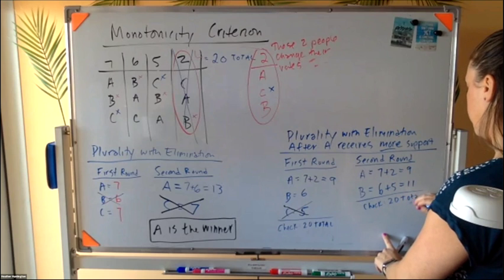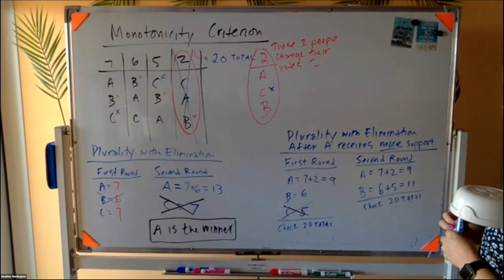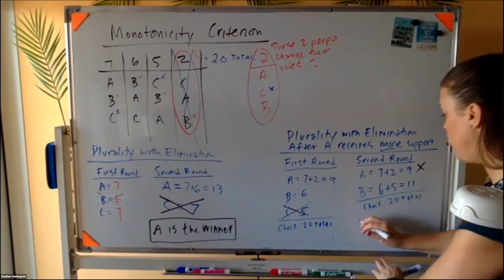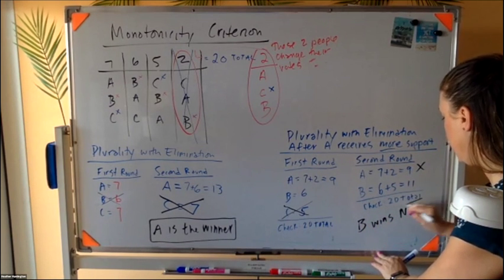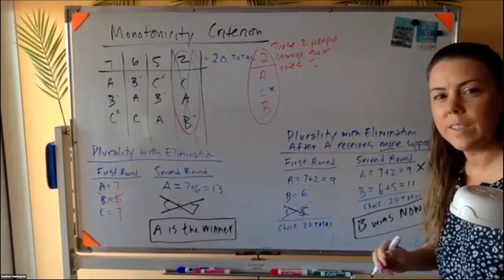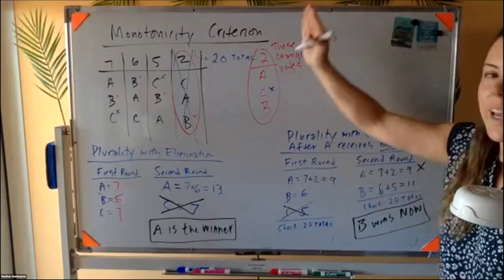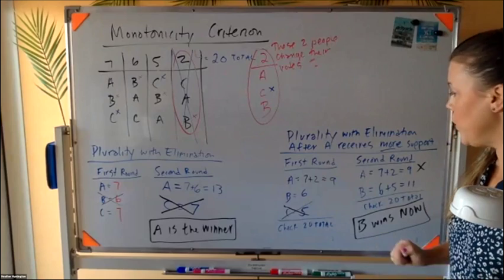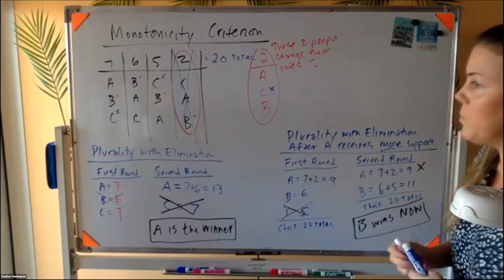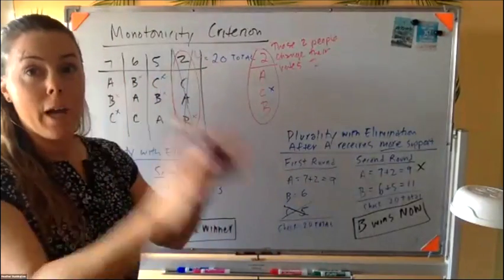Okay, so who's going to be the winner now? B. And B wins. Isn't that weird? We just changed those 2 votes so that A gets more support. We moved A up. And guess what happened? It screwed A over. So if A knows math and everything, he's going to say to those 2 people, hey, guys, please do not put me in first place.